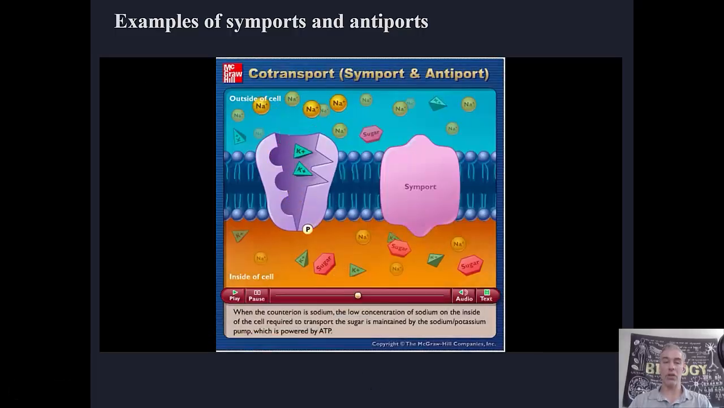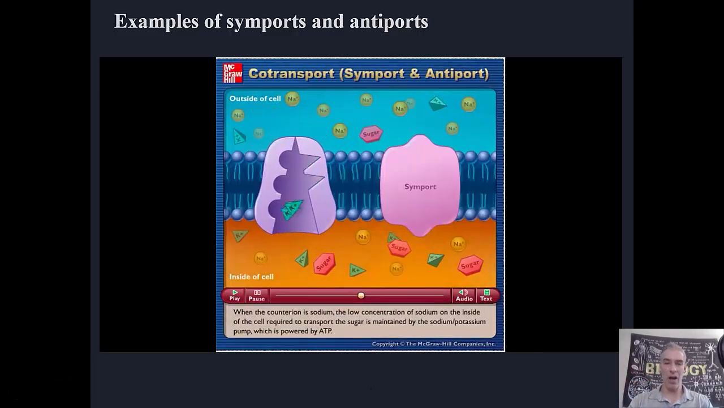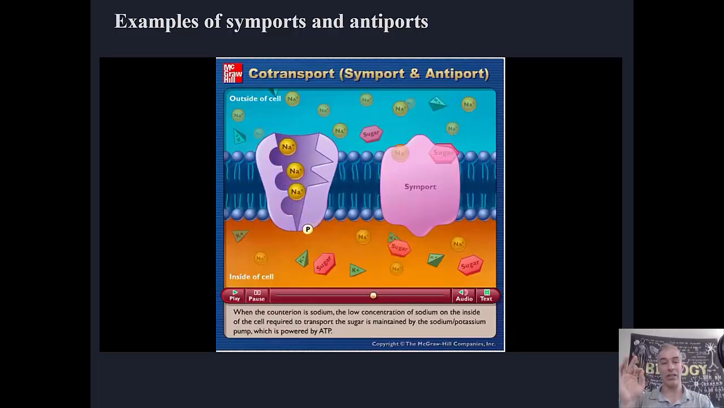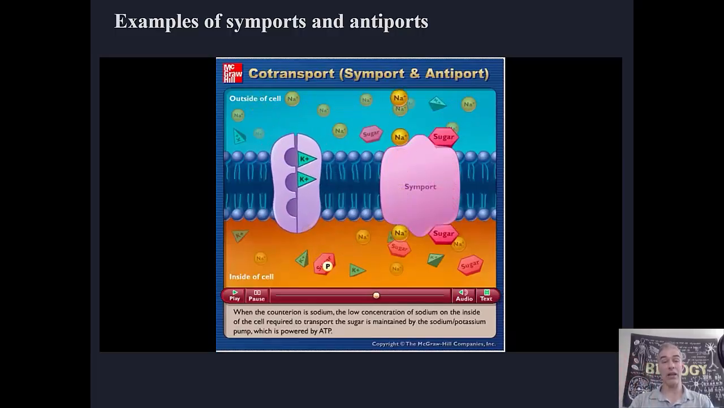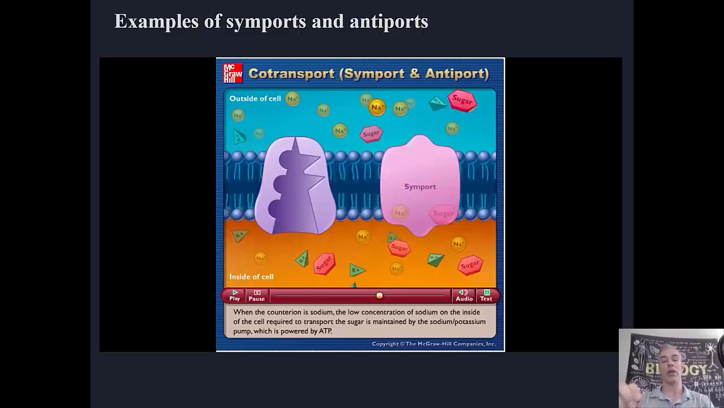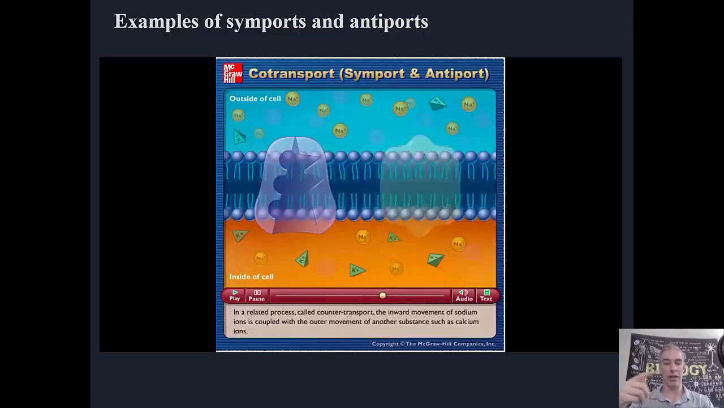You can see it keeps the sodium concentration high on the outside and low on the inside using that pump, because we're constantly pumping the sodium out. Remember, the key is not necessarily that it's high on the outside. It does have to stay high on the outside, but we do need to constantly get rid of the sodium on the inside that is flowing in.